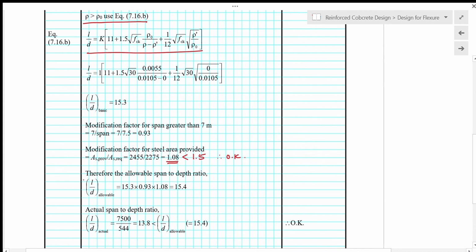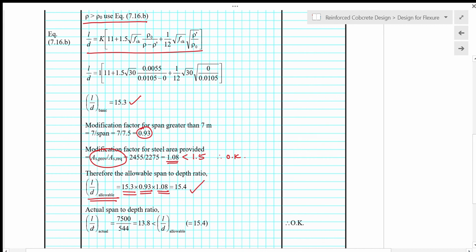Then the allowable span to depth ratio will be the basic L over D ratio, which is 15.3, multiplied by the factor considering the span more than 7 meters, and then another factor considering AS provided over AS required. So we get 15.4.